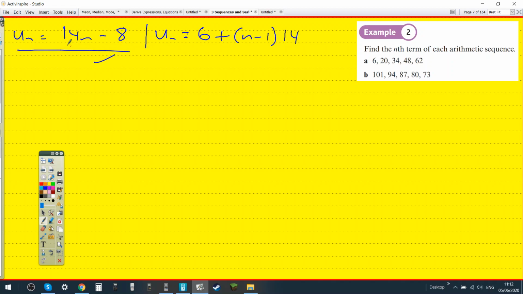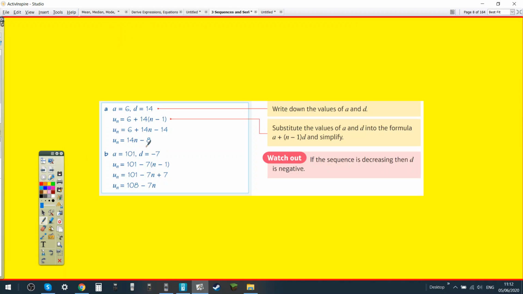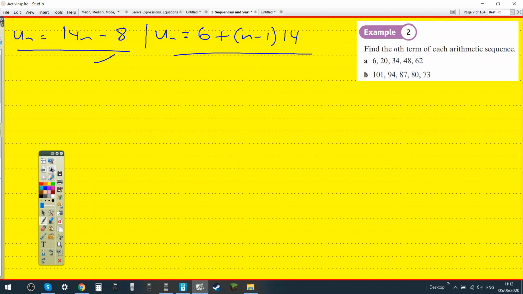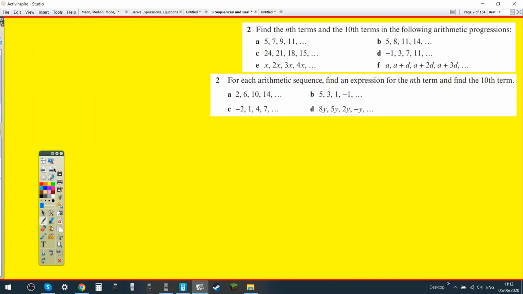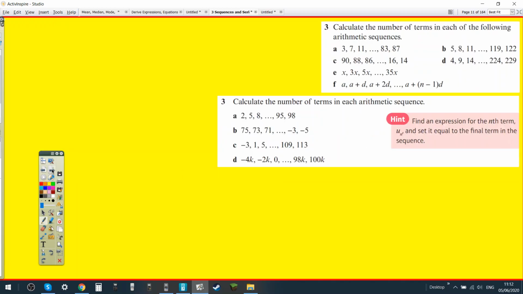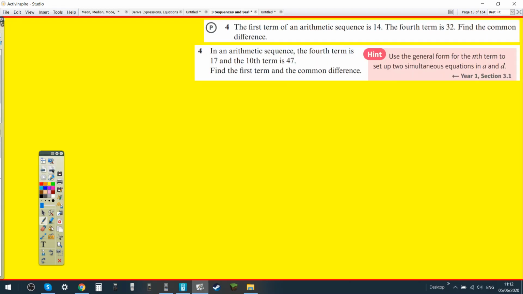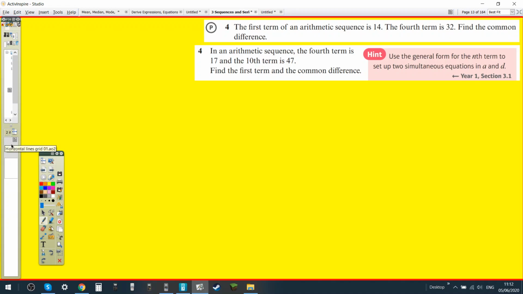So this is kind of the GCSE way, and this is the A-level way. Both are exactly the same. Maybe I should teach this A-level way at GCSE. So 14n minus 8 is the most simplified way. Okay, let's see. There are a bunch of weird questions in here. I don't want to do that unless it's an exam question. Okay, let's try these.